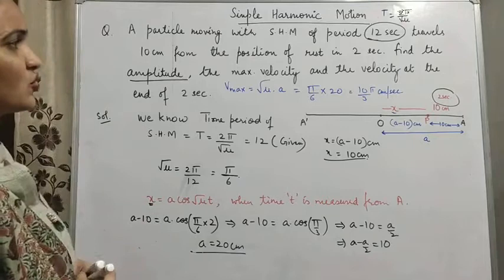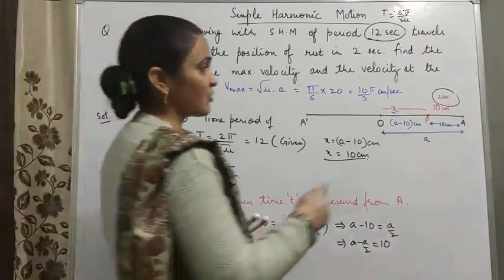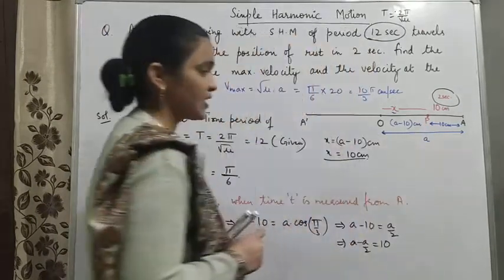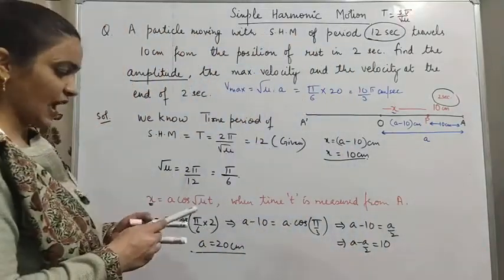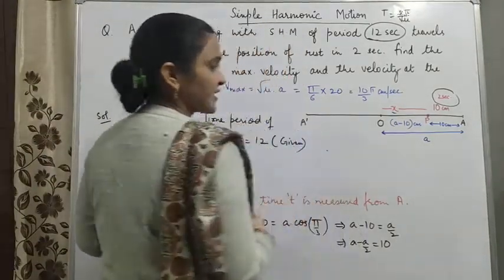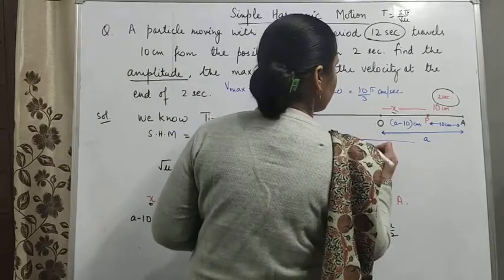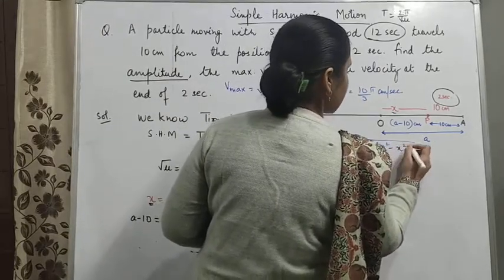Next, what do we want to find? Velocity at the end of 2 seconds. Velocity at the end of 2 seconds means at position P. We know that velocity at any position P is given by the expression under the root mu times A square minus X square.